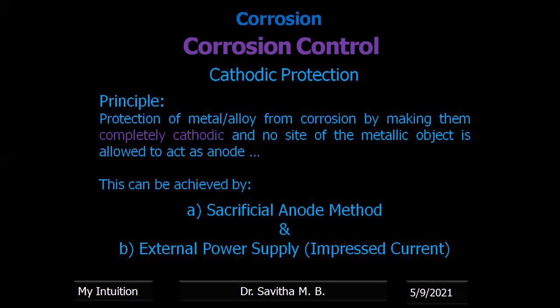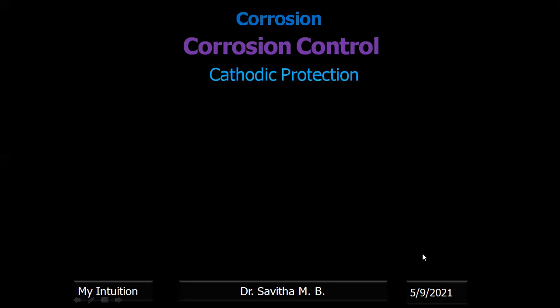The principle is completely converting the article into a cathode, so that no part of the metal is allowed to act as anode. There are two methods. One is the sacrificial anode method, another one is the impressed current method. Let us discuss the sacrificial anode method.